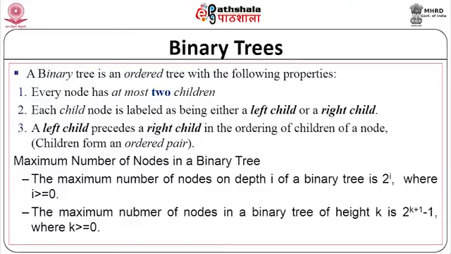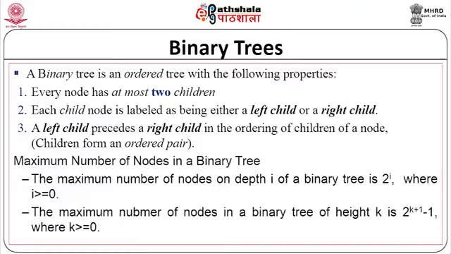Every node has at most 2 children. So, it can have 0 child, 1 child, but the maximum number of children it can have is 2. Each child node is labeled as either a left child or a right child. There are only 2 possible children a parent can have, a left child, a right child, only left child, only right child, or no child. A left child precedes a right child in the ordering of children of a node. This is what is different in a binary tree.